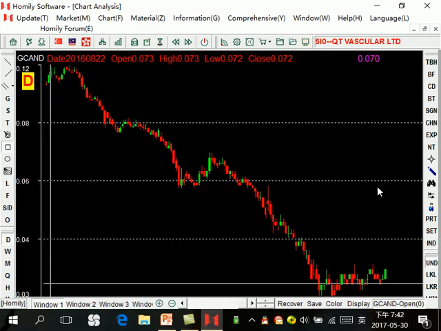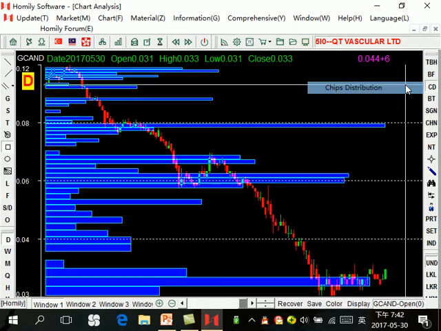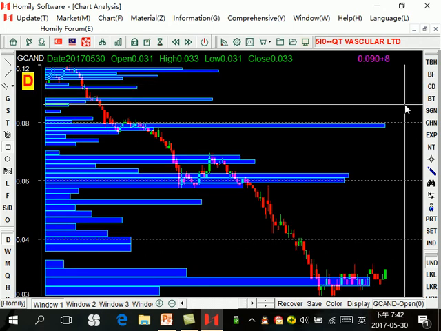Okay, then we can connect this high point to the current price. Then we click CD, chips distribution. If we follow this chips distribution, this is the long chips, which means the large support and resistance. So if the price can go up or upward break out, you should know where the next target price is. So here is the next target price.